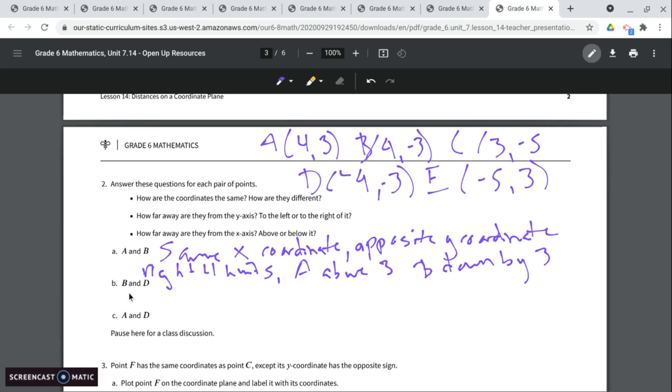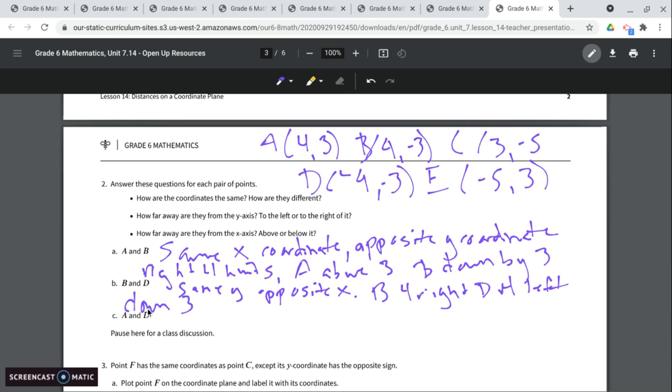All right, for B and D. So B and D have the same Y coordinate, opposite X. How far away are they from the Y-axis? So B is 4 right, D is 4 left, and then in terms of the X-axis, they're both down 3. So they're down 3 from the X-axis.